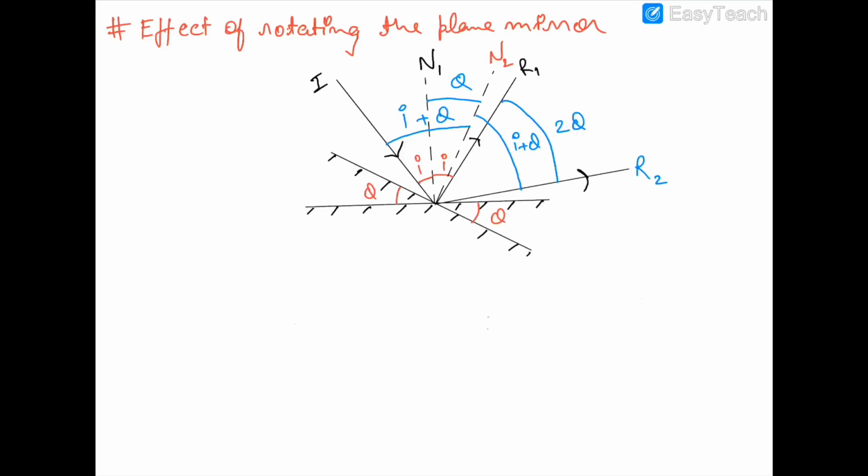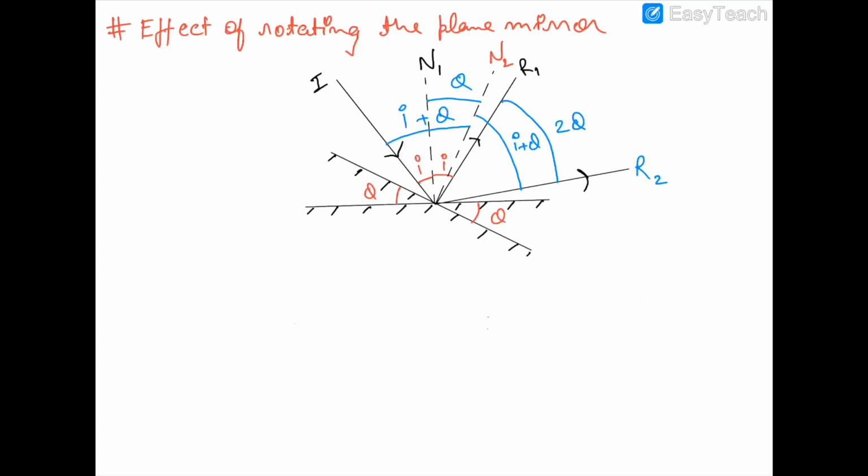Now I've taken a plane mirror. You can see here, this is a plane mirror and there is an incident ray I. There is a normal n1 and the angle of incidence is I. Now the reflected ray r1 has an equal angle with the normal, that is I, and I've rotated the mirror by an angle theta in clockwise sense, like this.